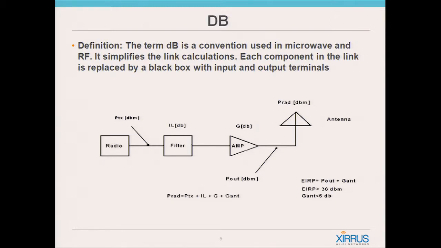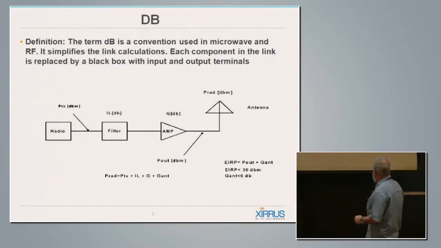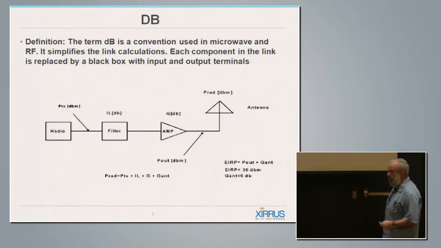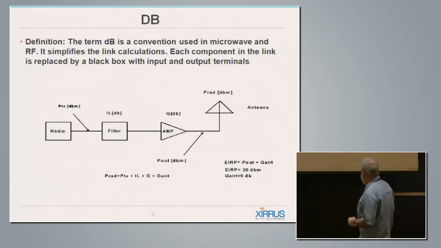When we talk about the overall RF link, we talk about parameters like EIRP, where we take the power output before the antenna, including the gain of the antenna, and that gives us a certain number that the FCC wants you to stay within, where the antenna gain needs to be within a certain window as well.